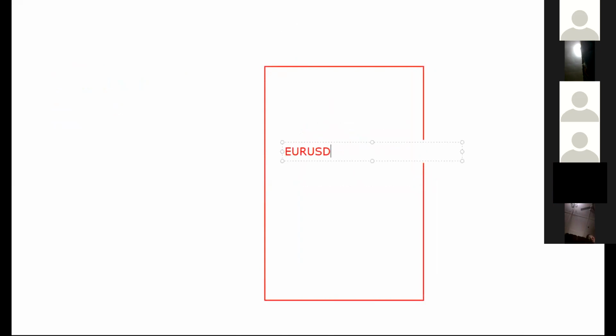Euro USD 1.23456. All right, 1.23424. All right. So you will see that in a running trade, and then you will see the amount you are making or losing. Let's assume that you are minus 0.12. All right. So this is normal thing you will see.